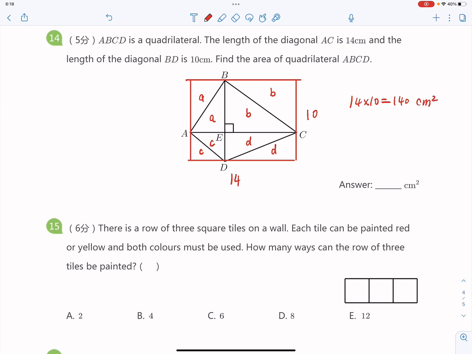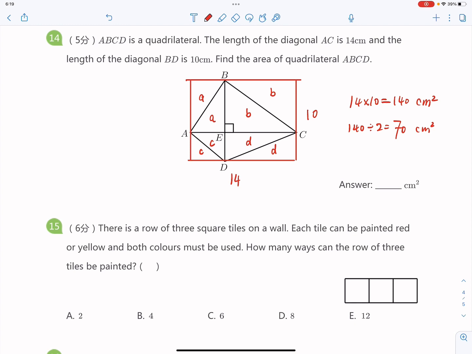Okay, and then the question is asking what is the area of this quadrilateral, and you will see that 140 equals 2 of A, 2 of B, 2 of C, and 2 of D, right? You add them together, but the question is asking what is 1A, 1B, 1C, and 1D. So you just use that 140 divided by 2, you will get the answer, which is 70 square centimeters.